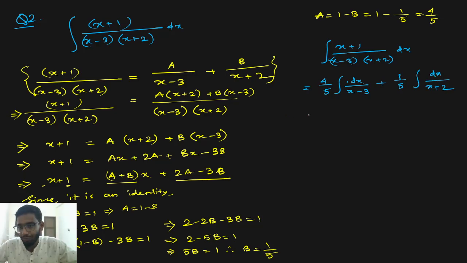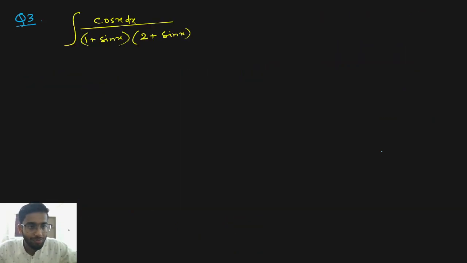After that it's very simple, that differentiation, integration, because you are getting differentiation of denominator in the numerator. If you take the differentiation of x minus 3, it is nothing but 1, which is in the numerator. So 4 by 5 into log modulus of x minus 3, and here you are getting 1 by 5 log modulus of x plus 2, and there is a constant. This is the answer. Okay, now let's move to our next question.